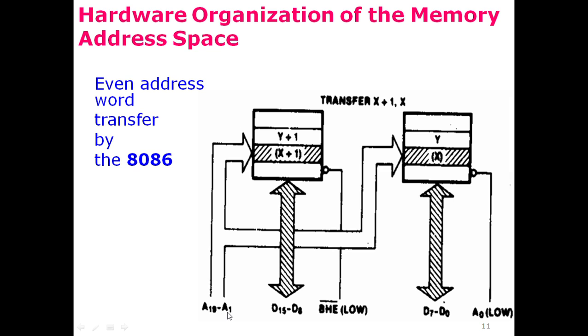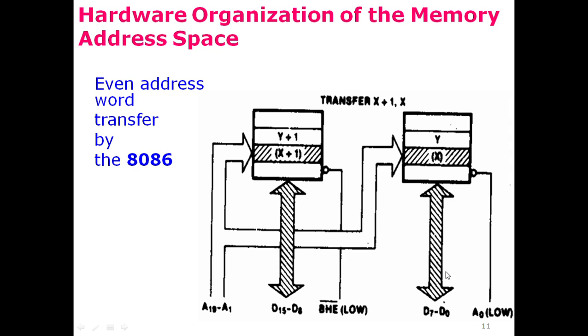So these 19 bits, A1 till A19, would choose two separate locations in both of these banks as designated by these arrows. The location X and location X plus 1 are selected, and the corresponding part of the data bus, D0 to D7, is connected to this bank. D8 to D15 are connected to this bank, and the control signal or chip select pins are low for both of these banks. So both of these banks are selected, and the data transfer would happen.